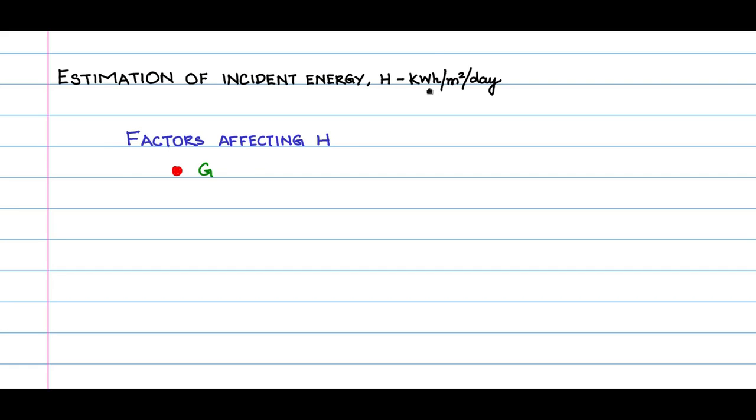One of the important obvious factors that affect the incident energy is the geographic location. So the geographic location is represented by two parameters, two variables. One is phi, representing the latitude, and the other is lambda representing the longitude at a given place.